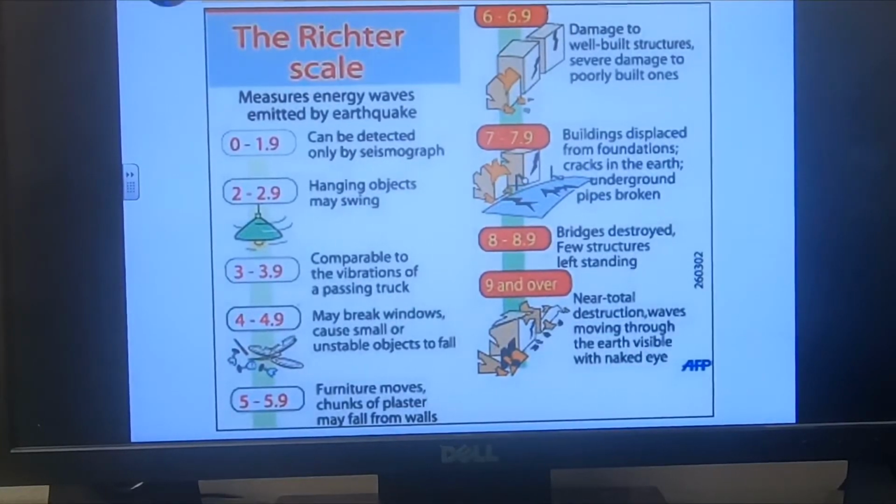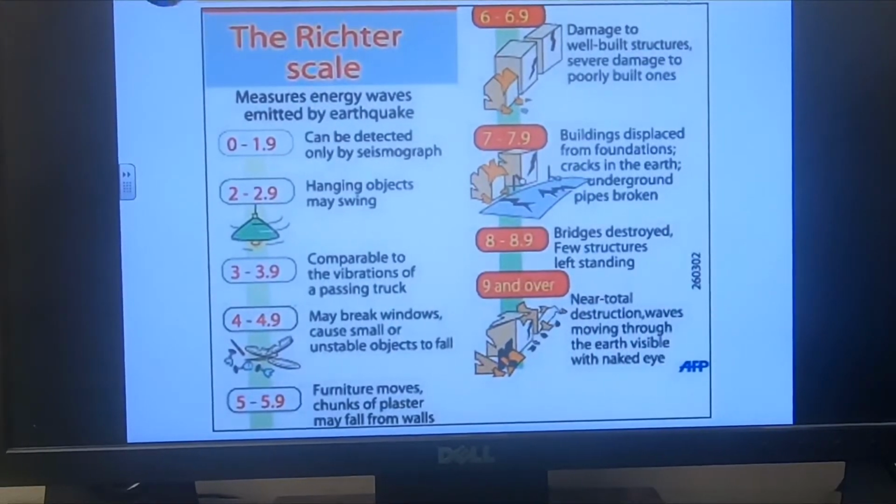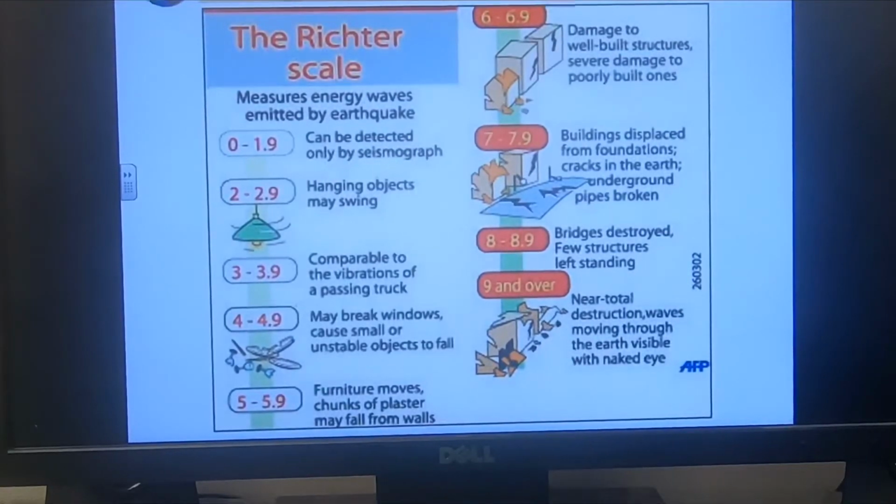You will actually see the wave moving on the surface. So when we talk about surface waves in one of our next lessons, we'll be talking about something known as L waves, and those are the ones that actually go on the surface.